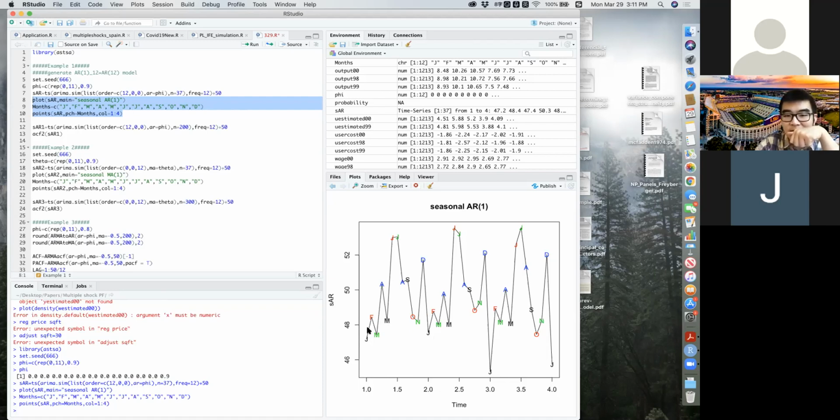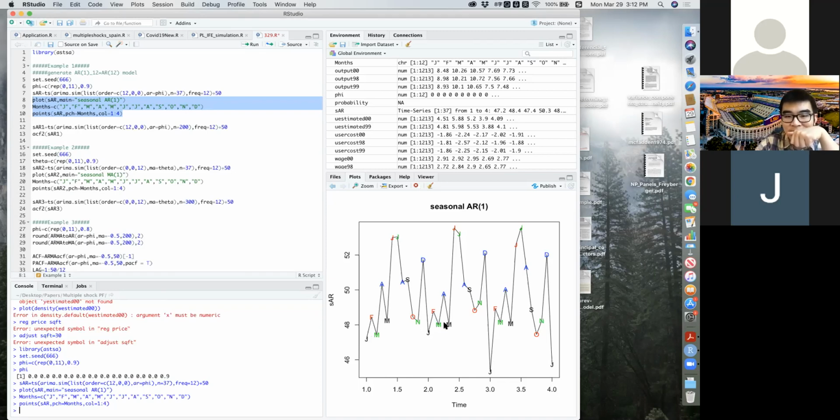So basically, January, February, March, April, May, June, July, August, September, October, November, and December, right? And again, we're back to January all the way to December, and again, January to December. You can clearly see this seasonality pattern here, right?